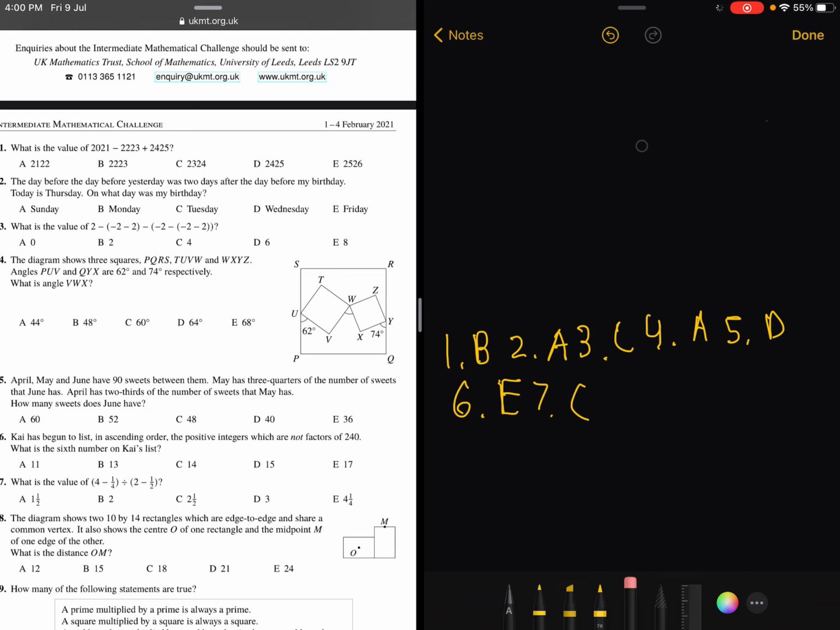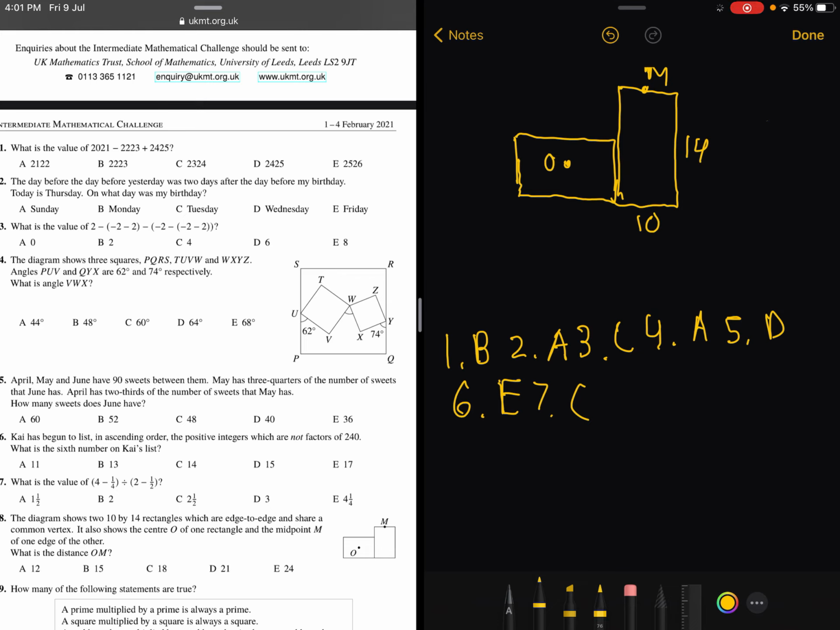Question 8 is actually a pretty simple question. In question 8, you have to realize to use Pythagoras' theorem. When given a rectangle, what is the one thing we know for sure? We know that the angles are 90 degrees. And in this particular rectangle, we also know the side lengths. This is 10, this is 14, and M is over here, and O is over here.